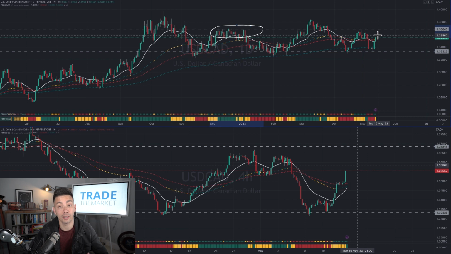And if it gets through it, then I'll jump in there with another position. But I'm not going to try and trade through it. I'll trade up to it, take profits, and then go from there.